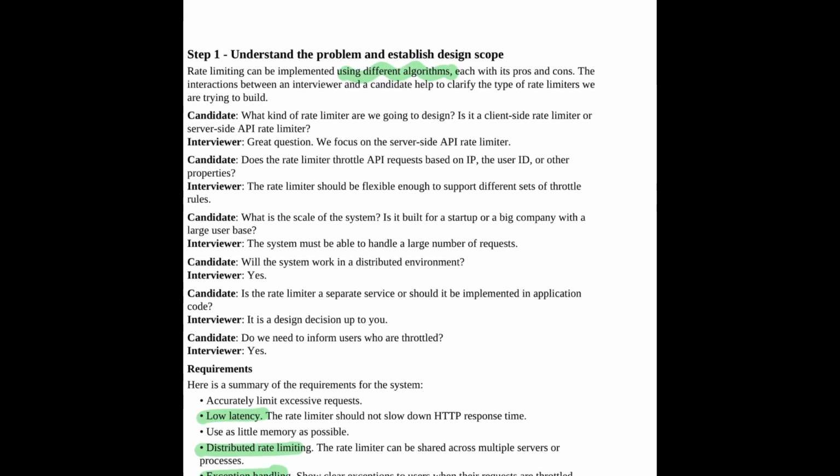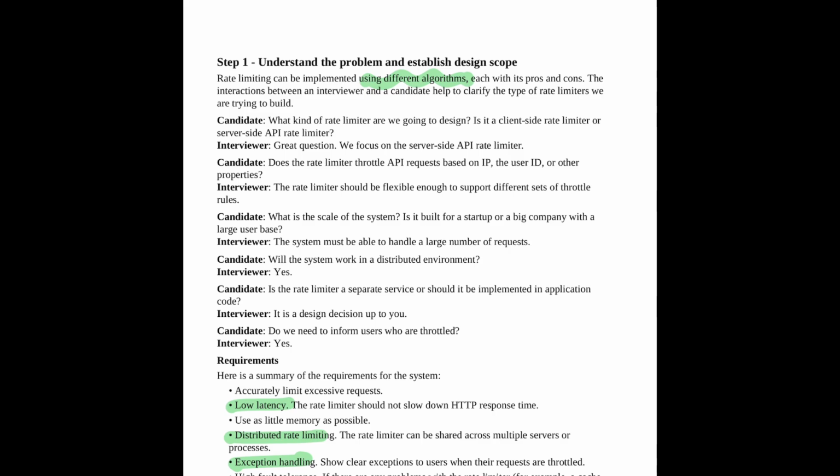So step one, when we build a rate limiter, or say we are in an interview, this is basically the flow that the book takes. It assumes that it's an interview setting, so that's how you go about it with your interviewer. You essentially understand the problem and the design scope. What you essentially ask is: for whom am I making this rate limiter? Is it for a startup or for a big company?